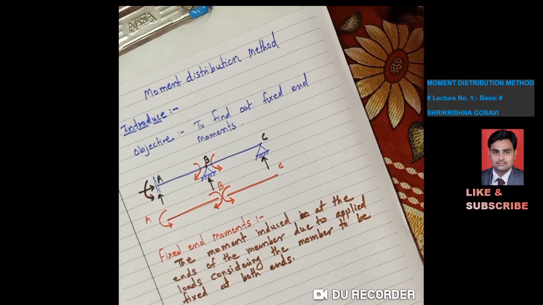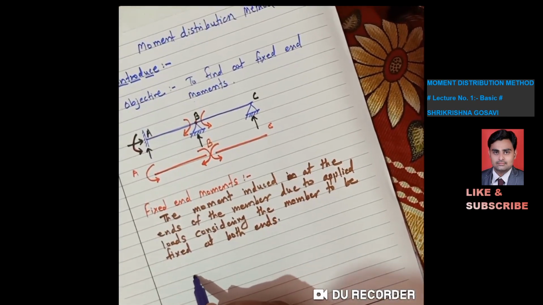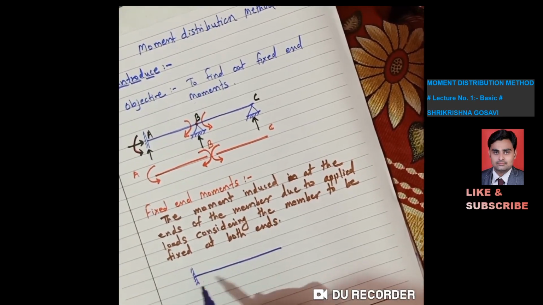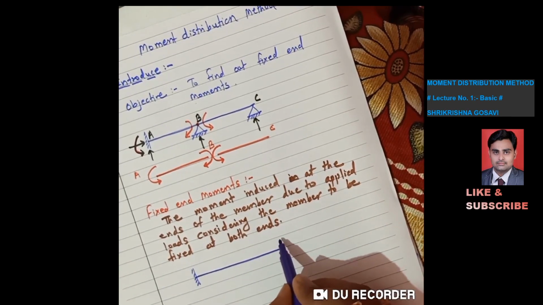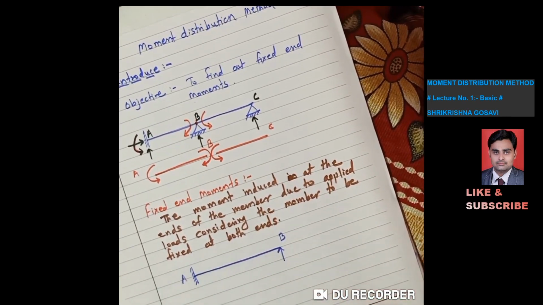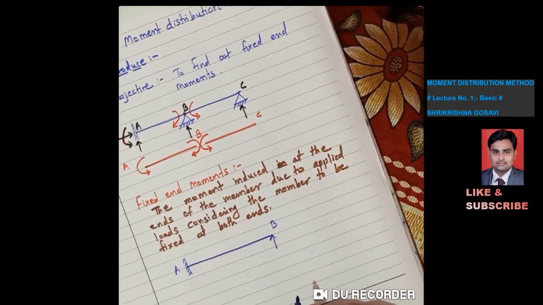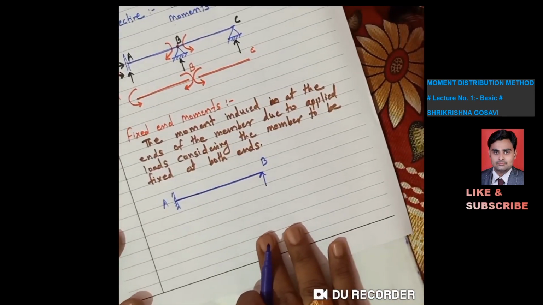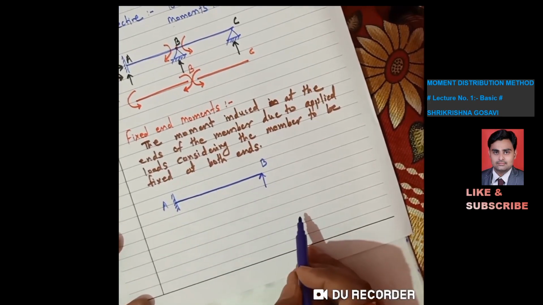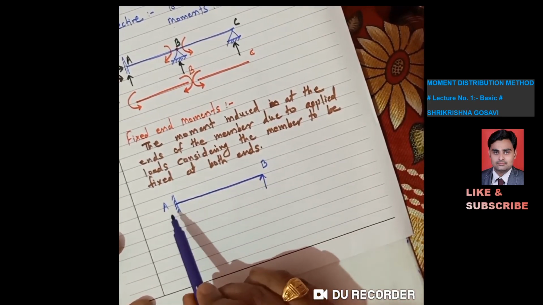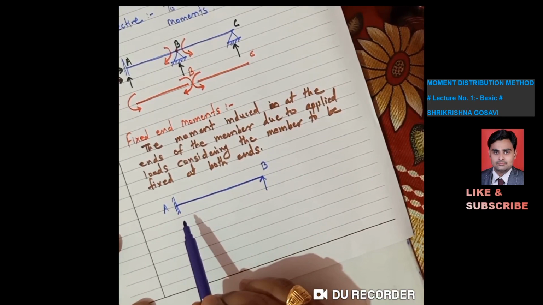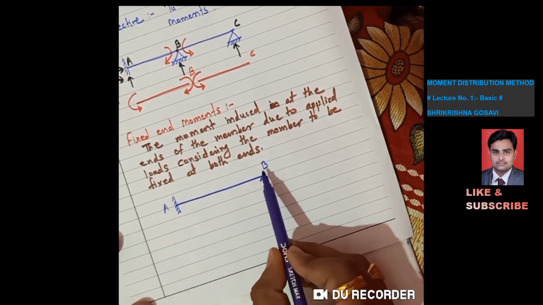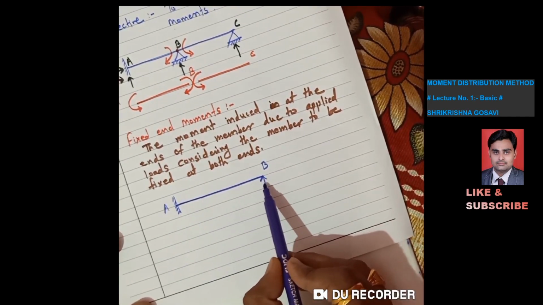So what does fixed end moment mean? Now suppose this end is fixed and here a simple support is provided. This is point B and this is point A. So fixed end moments, what? If you observe point A, a fixed support is already provided, but at point B there is no fixed support, there is a simple support.